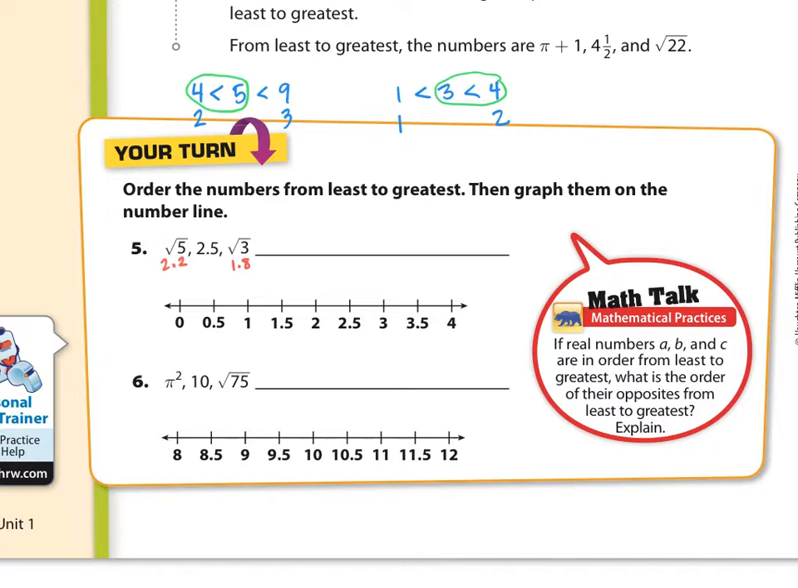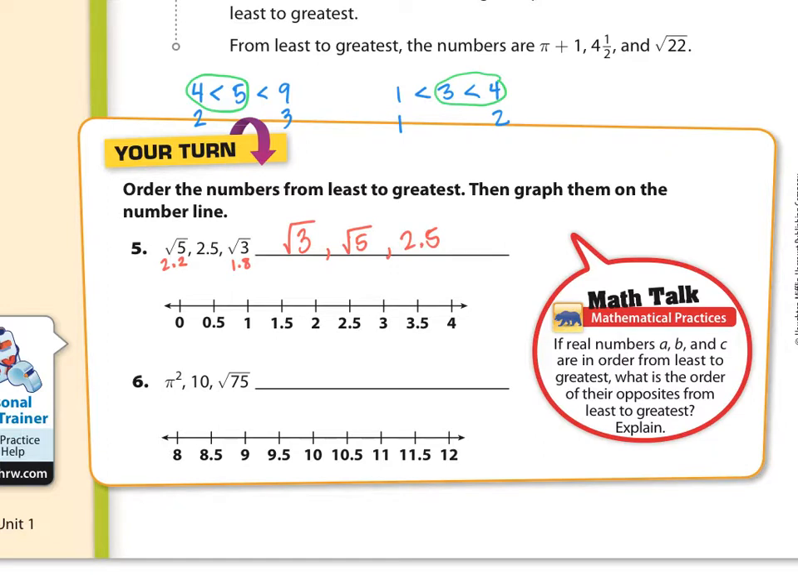And then let's graph these. Let's order them. So the smallest one is, notice I didn't have to do 2.5 because that's already a decimal. So the smallest one is 1.8, which is the square root of 3. Then the next one is square root of 5, because that's about 2.2. And the last one is 2.5. Notice I wrote the numbers that we started with from the problem. I didn't write 2.2, I didn't write 1.8 here. Write down the original numbers.